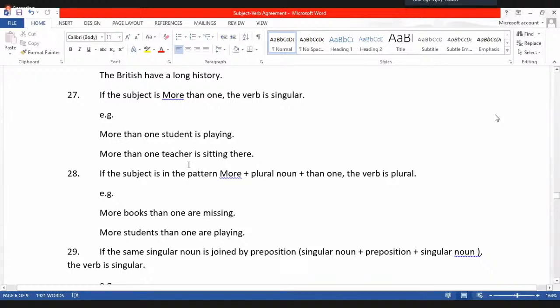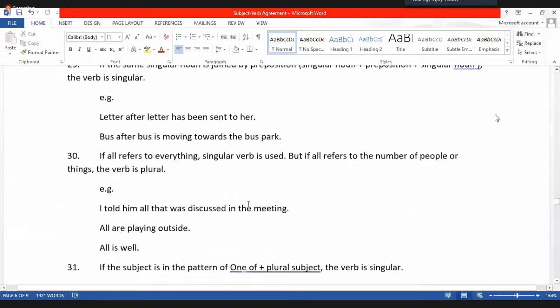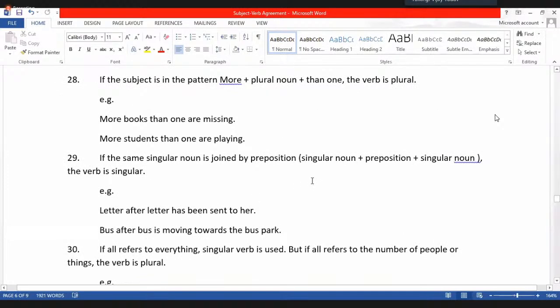Similarly, more than one teacher is sitting there, but here more teachers than one are sitting there. So this is what is given in 28, right? More books than one are missing, more students than one are playing. 29, see, singular noun plus preposition plus singular noun.